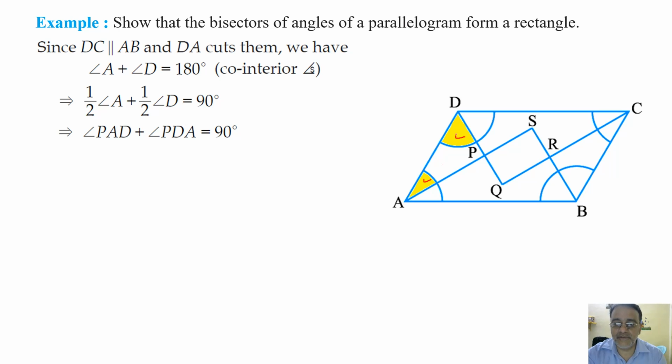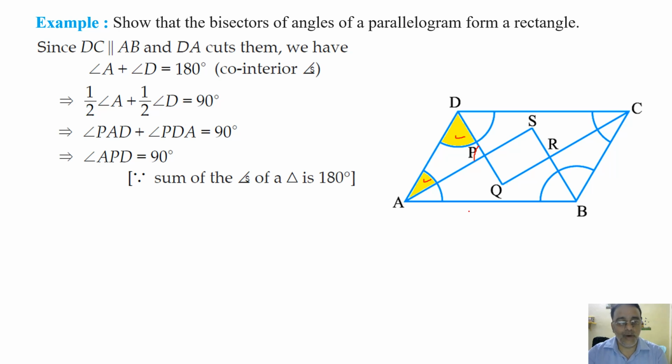Now if the sum of these two angles is 90 degree, what can you say about this angle? 90 degree. How we can say that? Because the sum of the angles of a triangle is 180 degree, right? So this will imply this angle is equals to 90 degree. Why? Vertically opposite angles. Yes, both are equal because vertically opposite angles. तो ये तो हो गया.